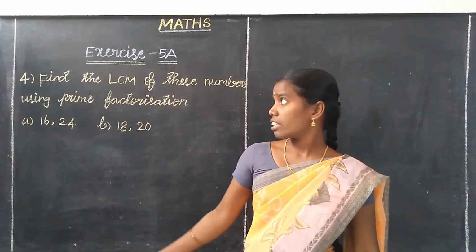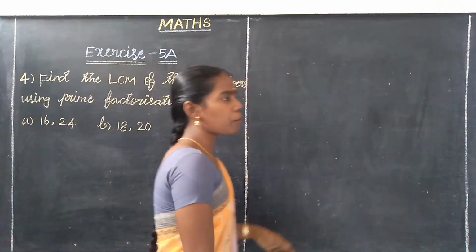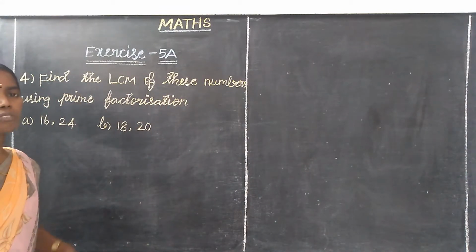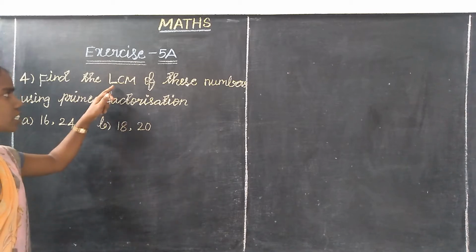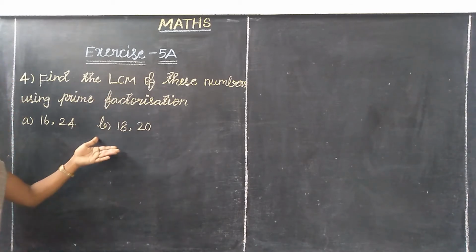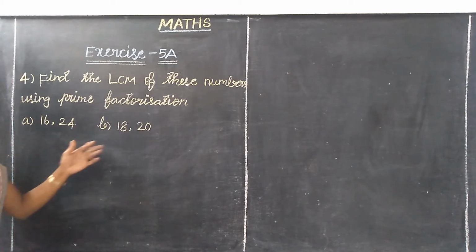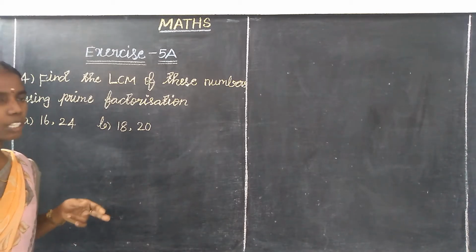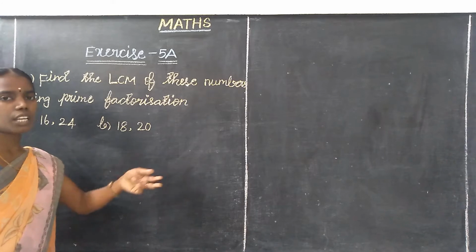Students, next is the 50A, B problem. In the previous videos we also learned about the LCM of numbers. In this video, let's find out this B problem. The B problem gives a pair of values. The first value is 18 and the second value is 20.